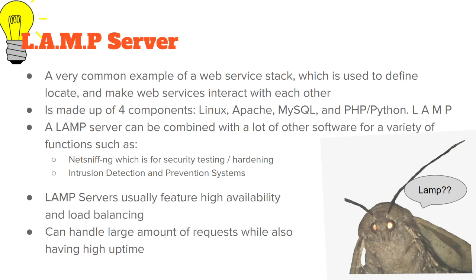It's one of the most common examples of a web service stack, which is used to define, locate, and have web services interact and communicate with each other through a website or something. It's made up of four components, which are all open source: Linux, Apache, MySQL, and PHP or Python, hence LAMP. A LAMP server can be combined with a lot of other software, such as I have here, net sniffing, which is for security and hardening tests, and intrusion detection and prevention systems. So if you're in one of Kaseka's classes, you'll be hearing that a lot, which is also cool. She might talk about it this year, but probably not because it's not that much of a known thing.